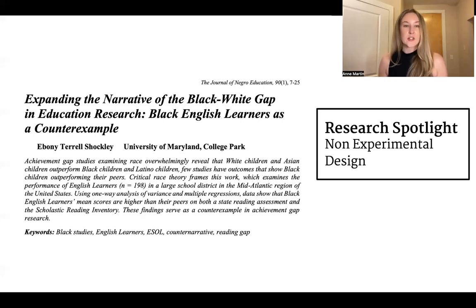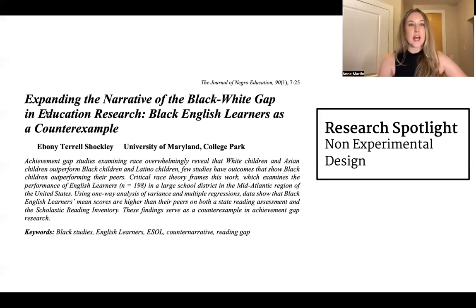academic achievement. And so in this study, they looked at Black English language learners, white English language learners, Asian English language learners, and Latino English language learners. And they found that Black English language learners outperformed English language learners of other races. So a couple other notes about this study. This study would be an example of orientational research.